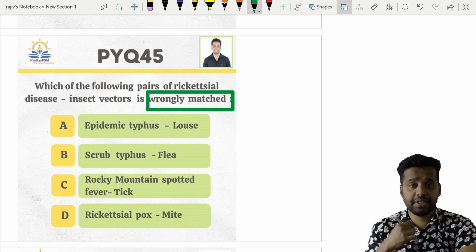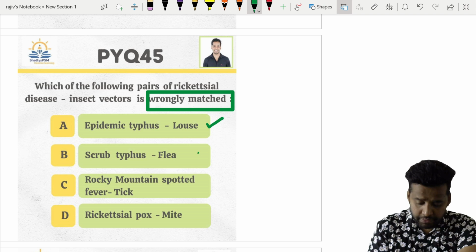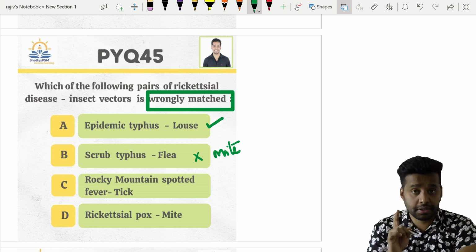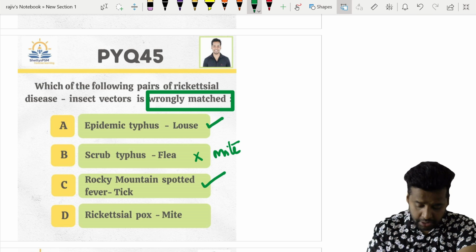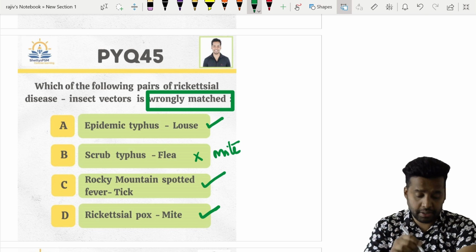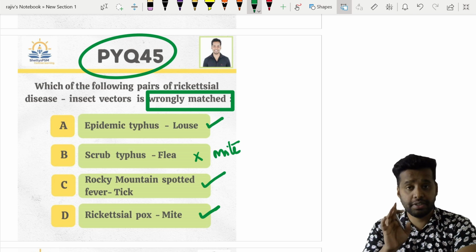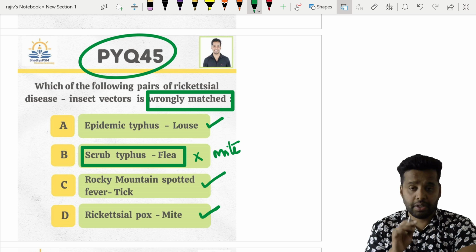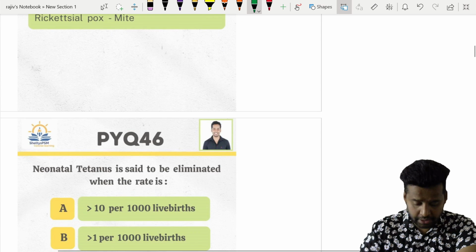Which of the following is wrongly matched, related to disease and vectors? Epidemic typhus, louse, correct. Scrub typhus, flea, no, it is mite. Trombiculid mite is the vector for scrub typhus. Rocky Mountain spotted fever, tick, correct. Rickettsial pox, mite, correct. Highlight this question, important. They're asking questions on rickettsial diseases and vectors. I made the question easy. Scrub typhus, very important. The vector is not flea, it is trombiculid mite.